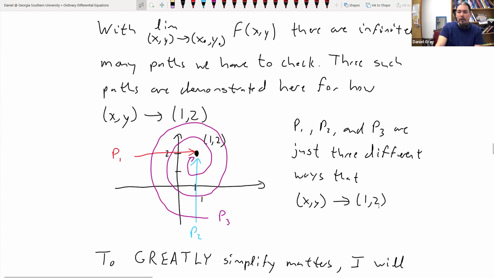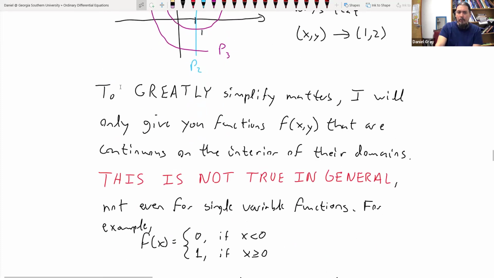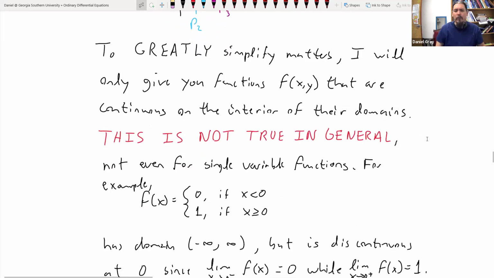Okay. And so because of that, we're going to have to make a great simplification here. So to greatly simplify matters, I'm only going to give you functions that are continuous on the interior of their domains. So as long as you can show that the point is in the interior of the domain, not on the boundary, then you can say that it's continuous there. Now, in red, I have this really harsh note here that this is not true in general. Yeah, it's definitely not true in general.